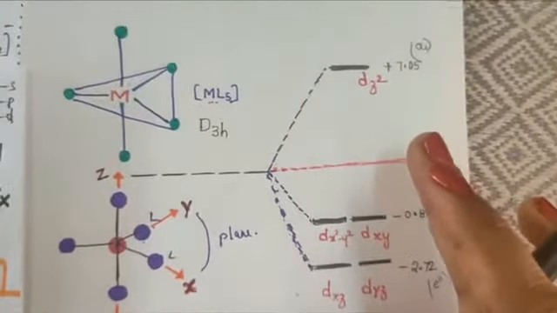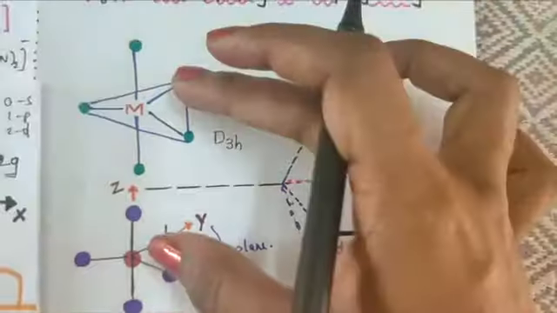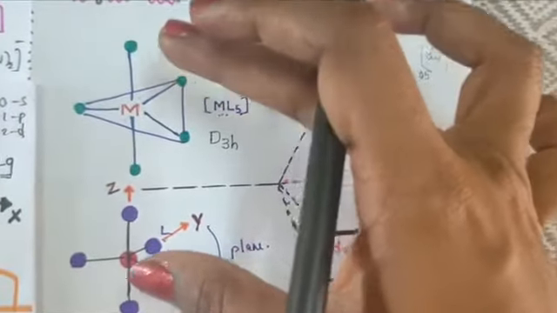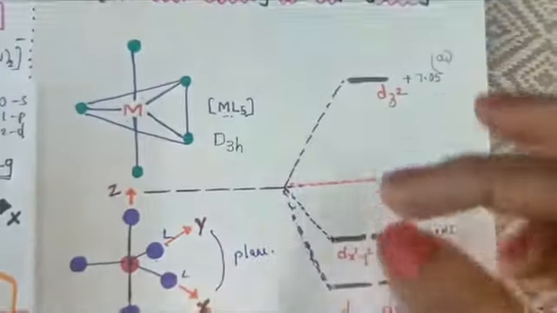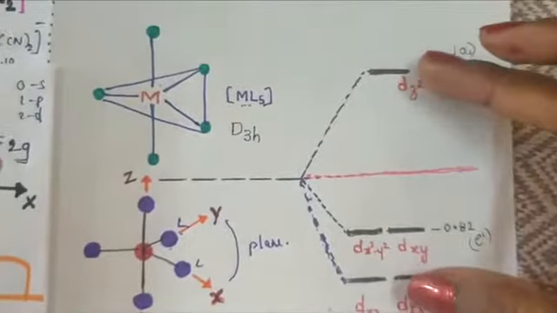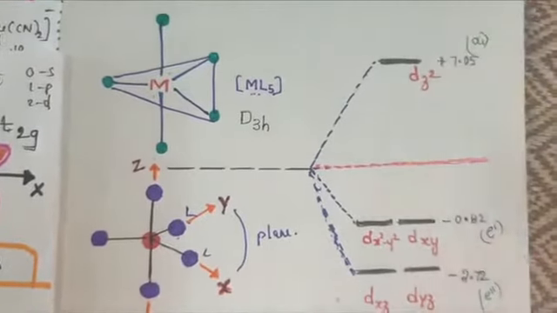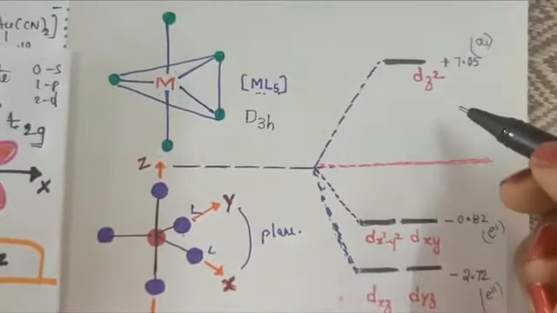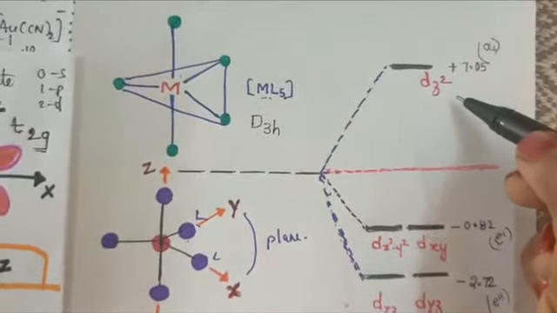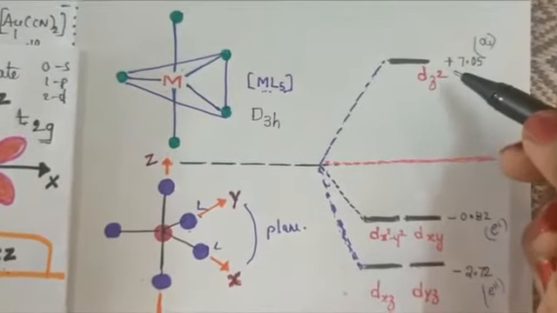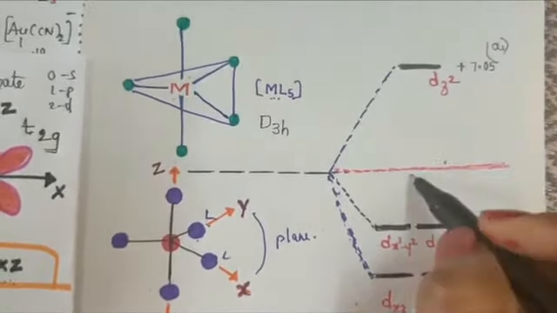So in a trigonal bipyramidal geometry, the d orbitals split into 3 sets, that means 3 different energy sets. You can see here the dz square orbital, which gets higher energy.